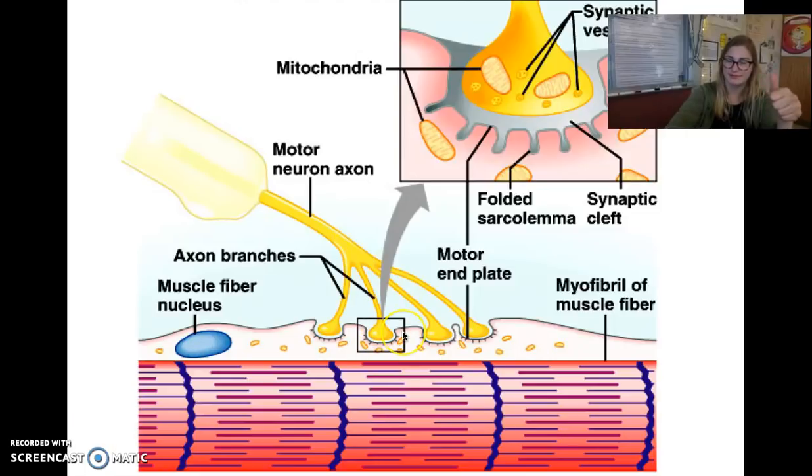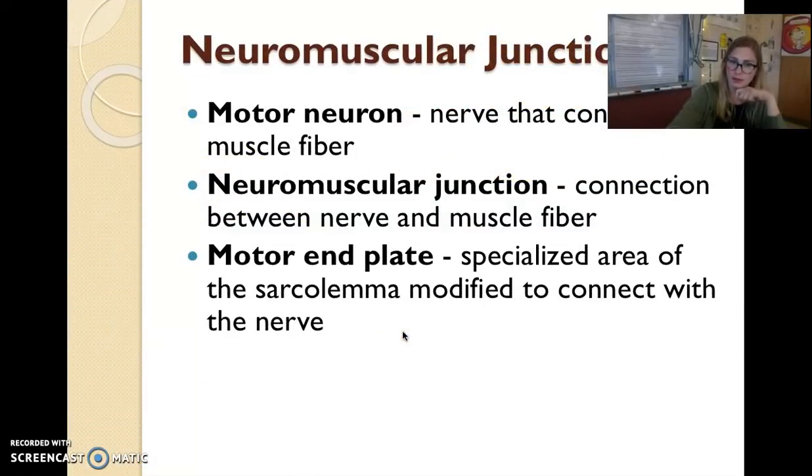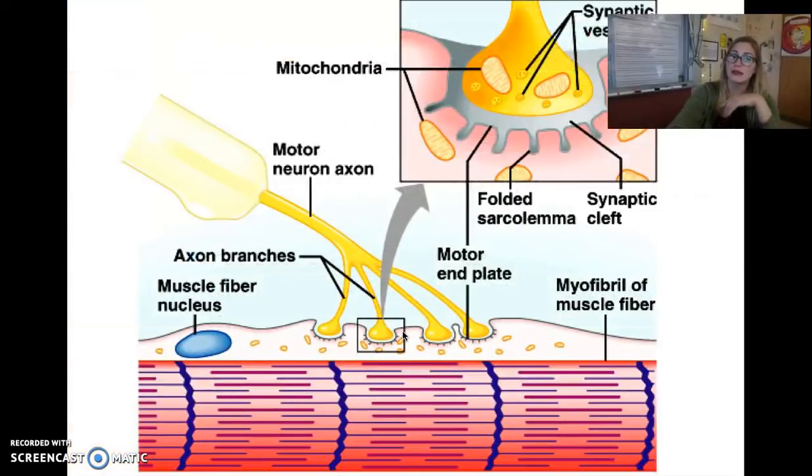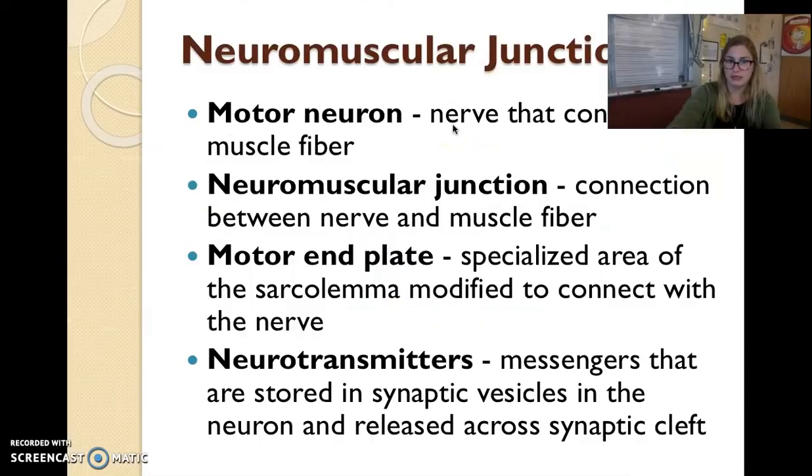It's that little square right here. Motor end plate. This is the end of the neuron that is specialized in order to communicate with the neuron. So we have the motor end plate being on the muscle side that is allowing for the acetylcholine to then bond. So the motor end plate is this portion here. We have the end of the neuron, the motor neuron. This is the motor end plate. And then the neurotransmitters, these are the messages that are stored within the synaptic vesicle, and it releases acetylcholine. Acetylcholine is a neurotransmitter here specific for muscles.